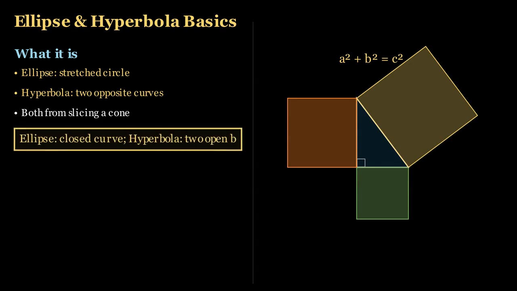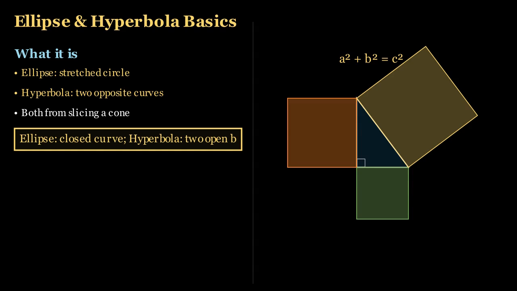If you tilt the slice even further, so it cuts through both halves of the double cone, you get two separate, mirror image open curves flying off in opposite directions. That is a hyperbola. So an ellipse is a stretched circle, and a hyperbola is a pair of outward opening arms. Both are conic sections, just like the circle and parabola you already met.